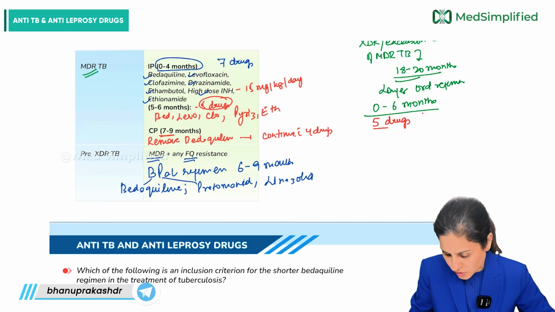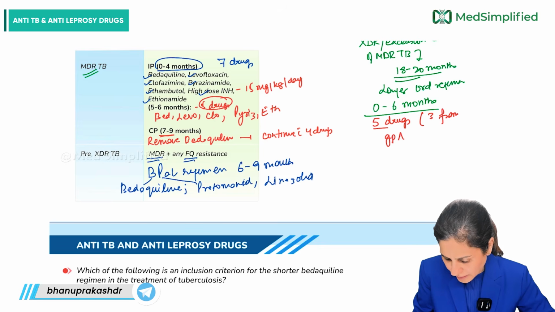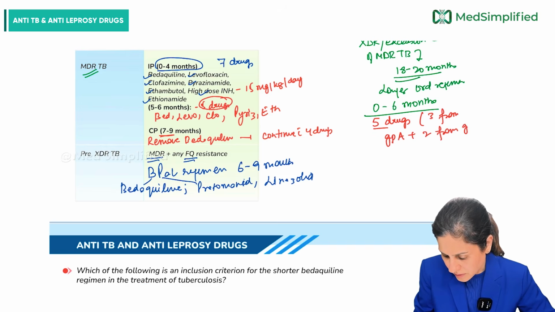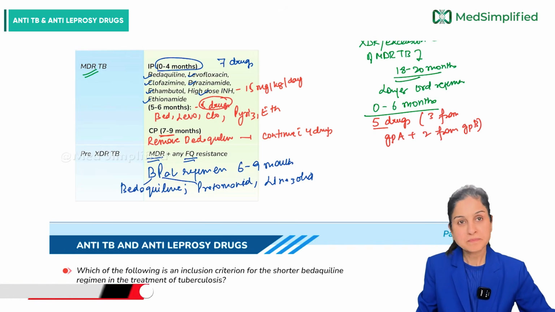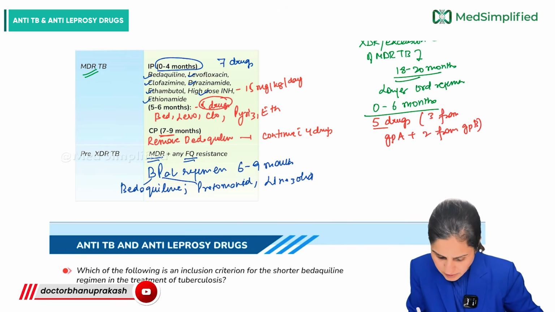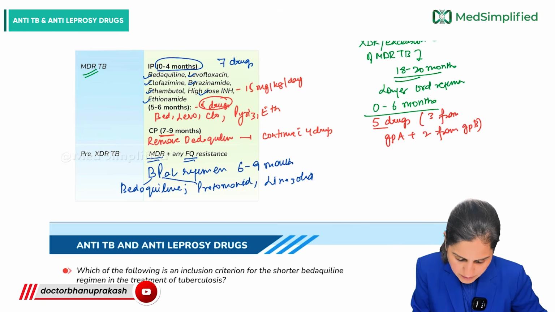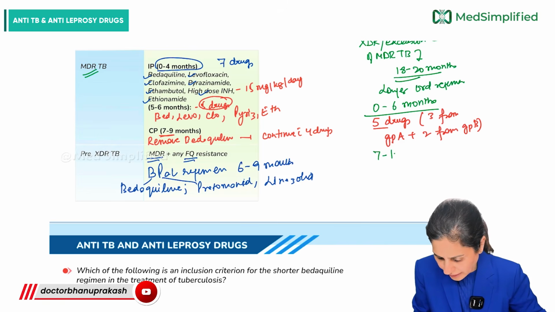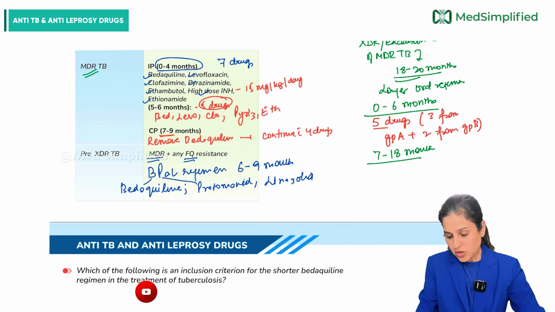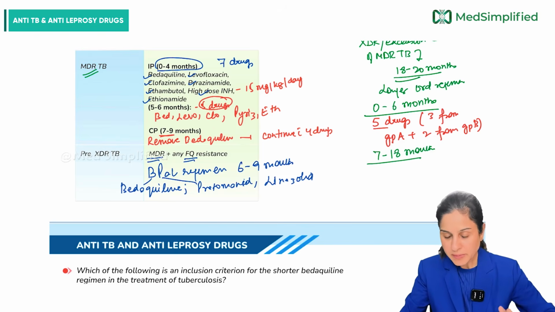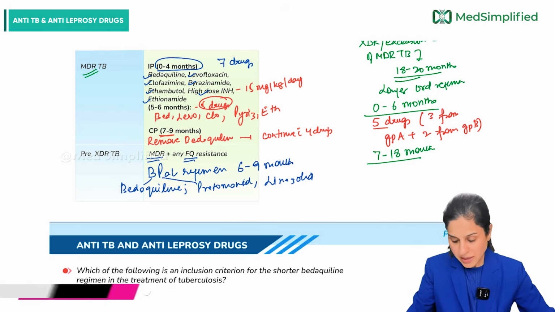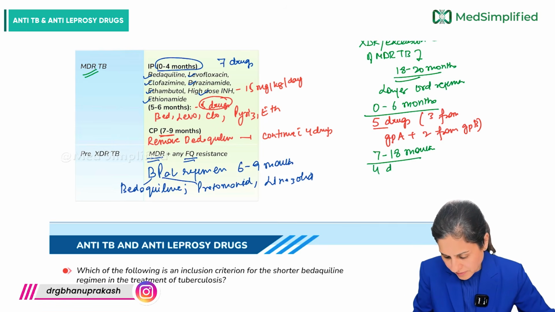5 drugs. So 3 from group A plus 2 from group B. Then 7 to 18 months. So for 7 to 18 months, we cannot use bedaquiline. We use 4 drugs.